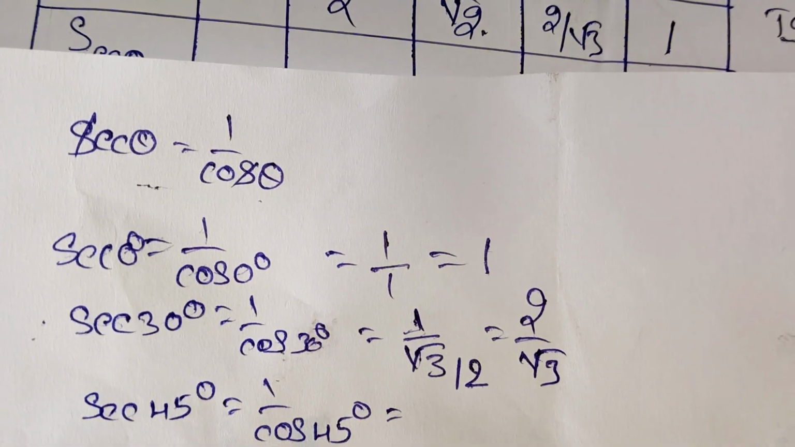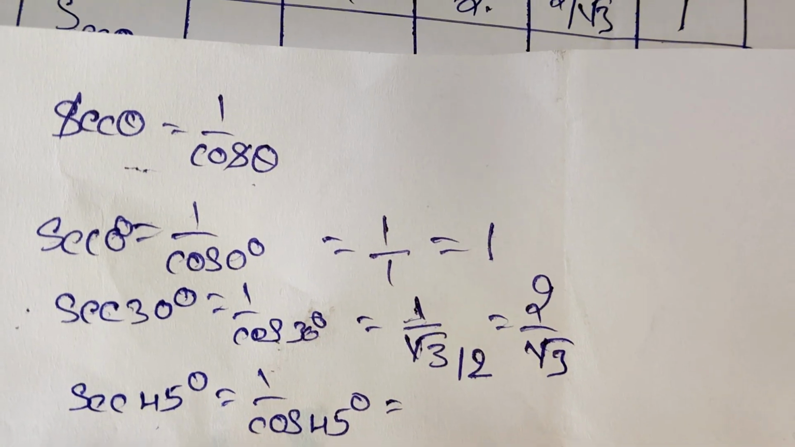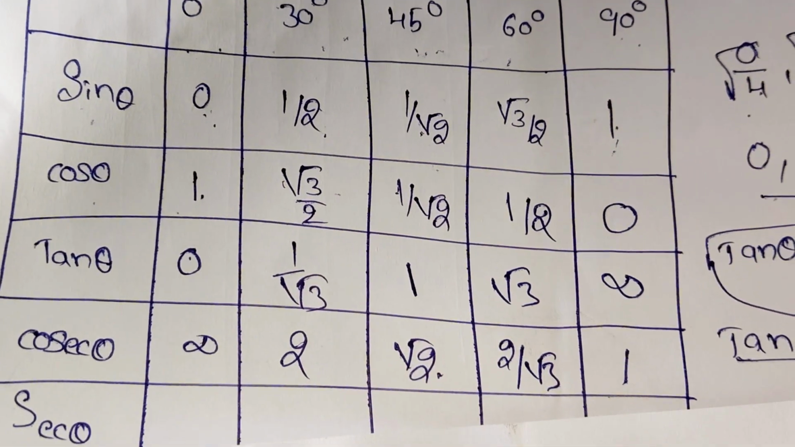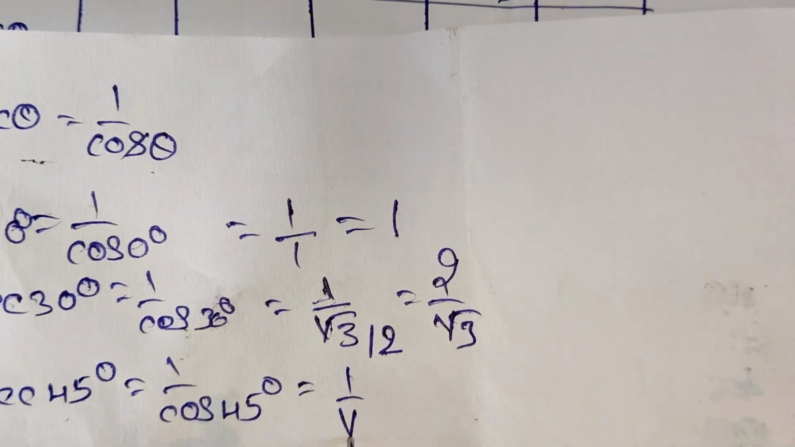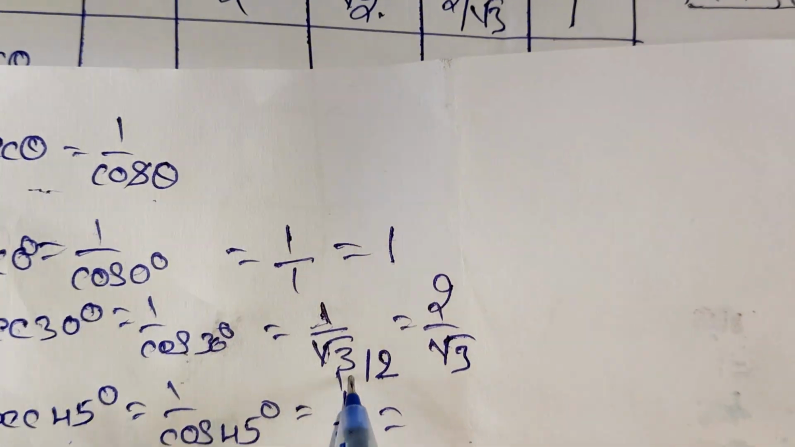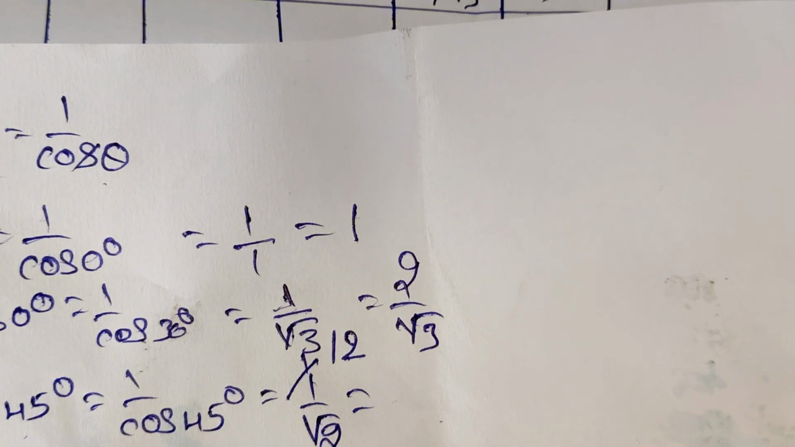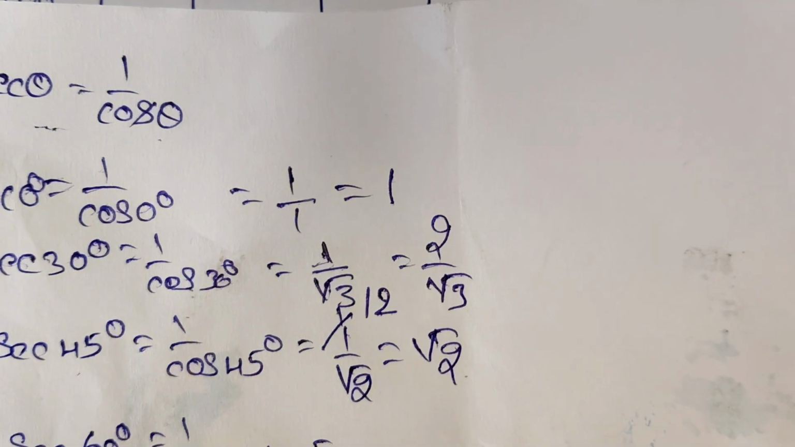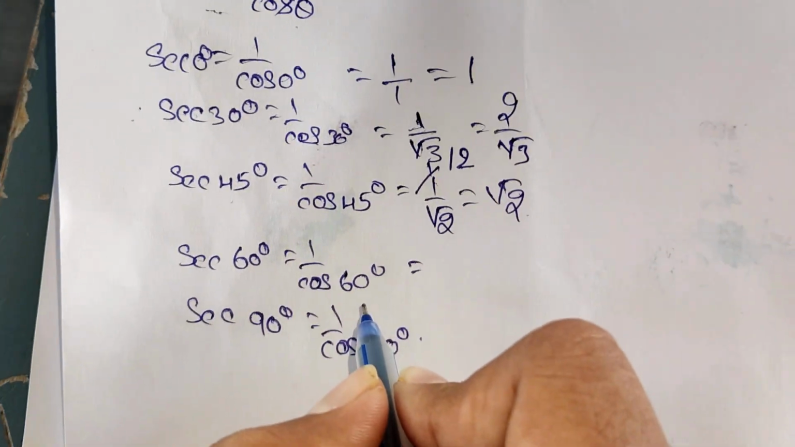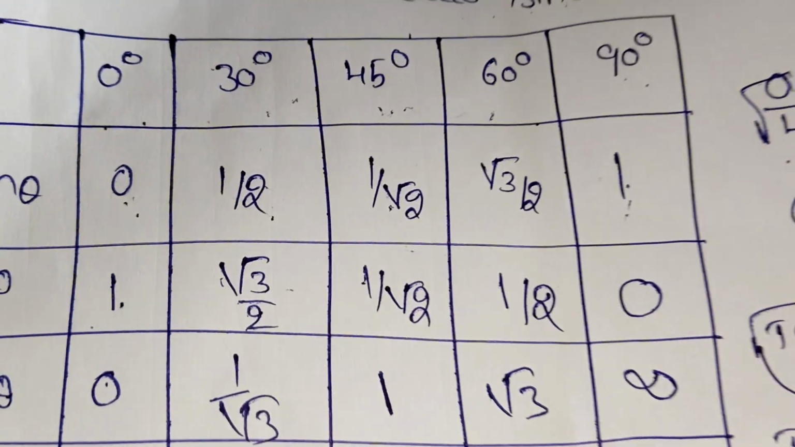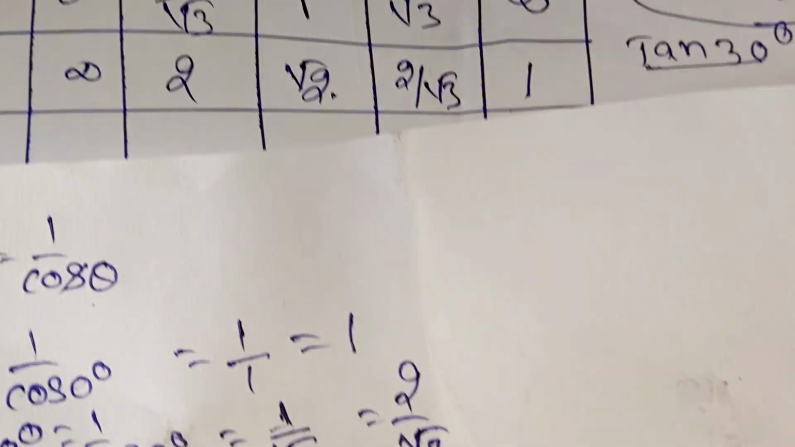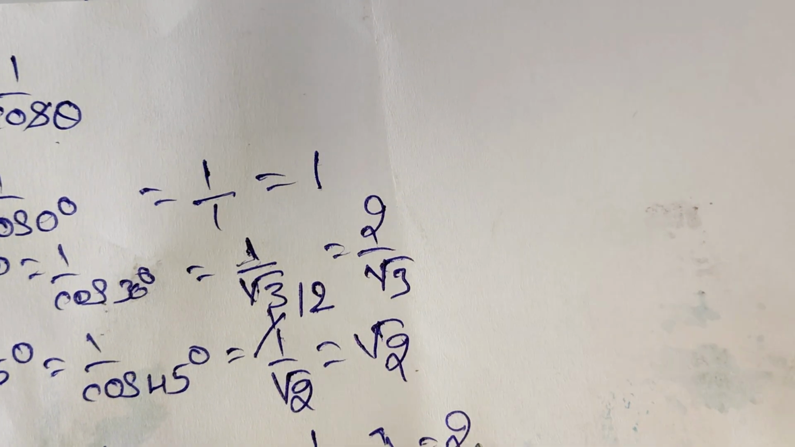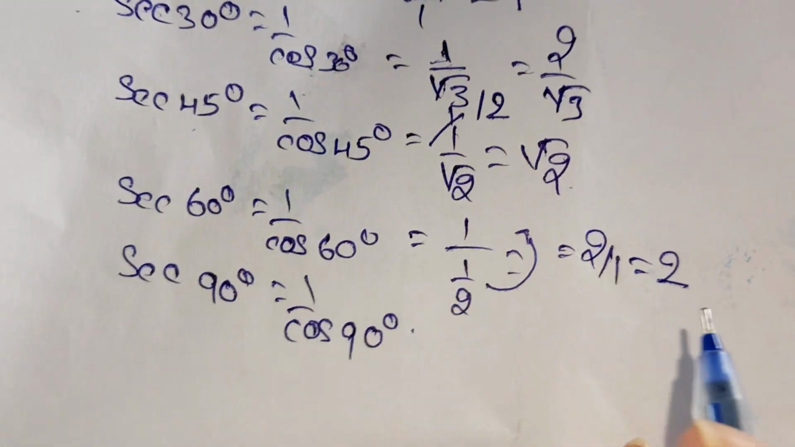Now we have to find secant 45 degrees. That means 1 by cos 45 degrees. What is the value of cos 45 degrees? It is nothing but 1 by root 2. So 1 by 1 by root 2, here it becomes reversed. That means root 2. And also secant 60 degrees equal to 1 by cos 60 degrees. What is the value of cos 60 degrees? Cos 60 degrees is 1 by 2. So it will be reversed, that means 2 by 1 equal to 2.